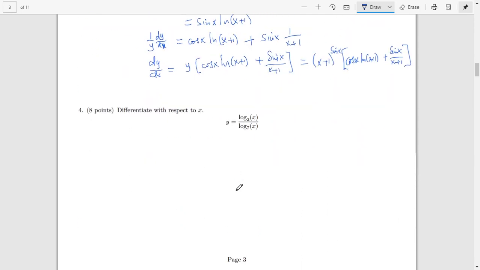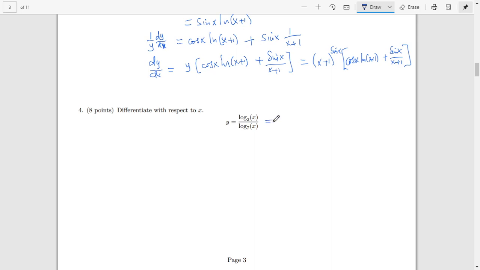Now, for this function here, actually, it's easier for you to differentiate natural log than for you to differentiate log ordinarily. However, you can actually differentiate log ordinarily. It's not too difficult to do. So to differentiate this, I'll go through the route of converting everything, changing the base to natural log.